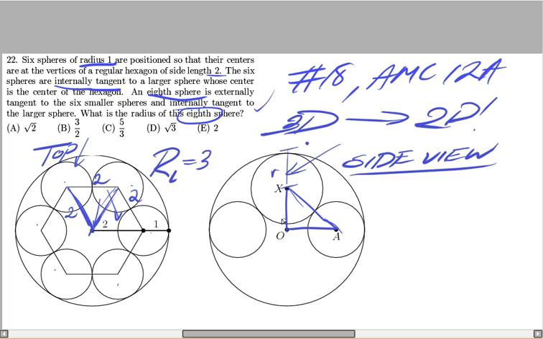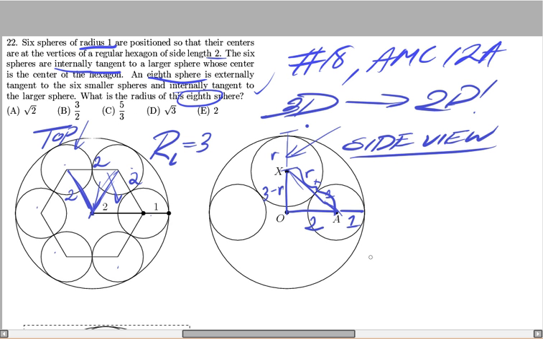Now, call this r. Then we know that since the radius of the large sphere is 3, this is 3 minus r. And similarly, this is 1 that we're given. And since the radius of the large sphere is 3, this is 2. And this would be r, and this would be 1. So this whole side is r plus 1.